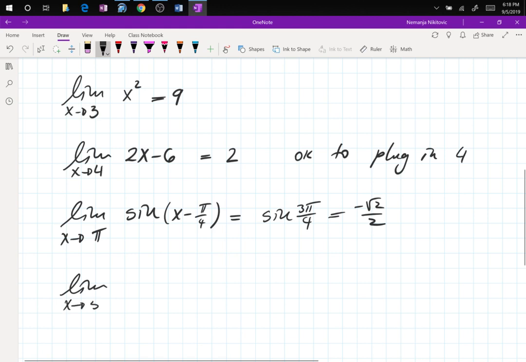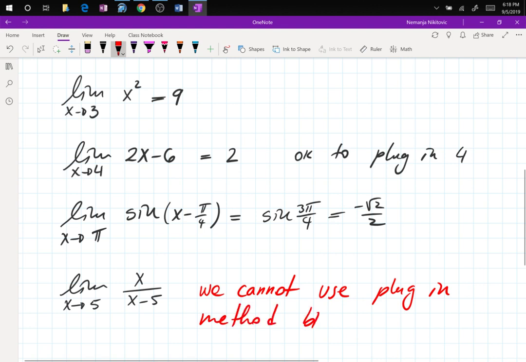Limit x approaches 5 for x divided by x minus 5. This is where it's no bueno to plug in value, because if you plug in value, you will get 0 in denominator, and that method then fails. So we cannot use plug-in method because denominator equals 0.